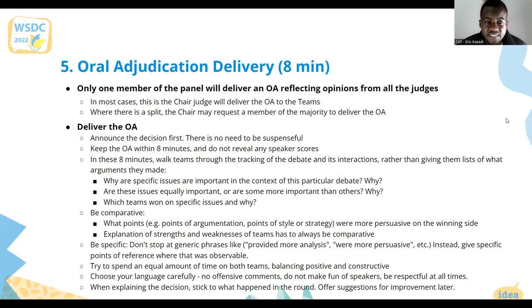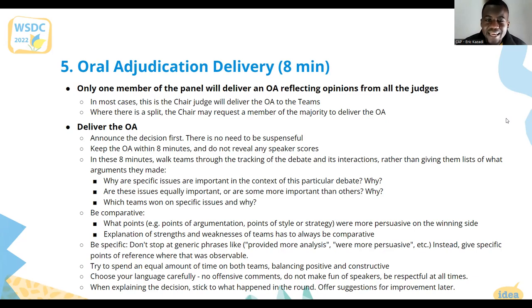Be as specific as possible. Do not resort to generic phrases like "X team provided more analysis" or "they were more persuasive." Instead, you want to give specific points of reference as to where this analysis was observable, or where more persuasiveness was observable from the other team. So you can say, I think proposition was more persuasive, but here are three reasons why they were more persuasive. Do not just leave it at "they were more persuasive."